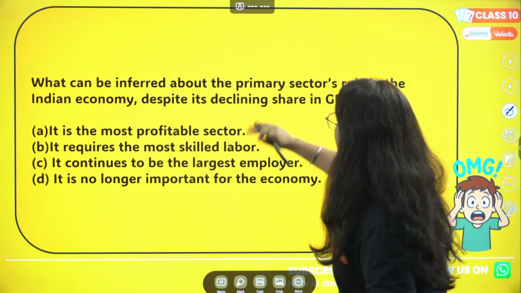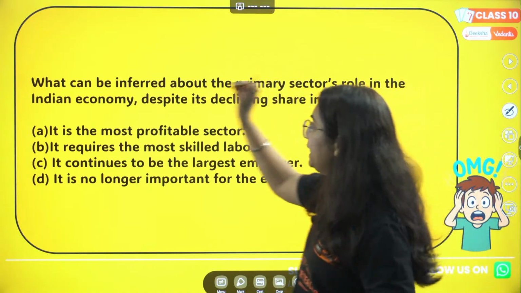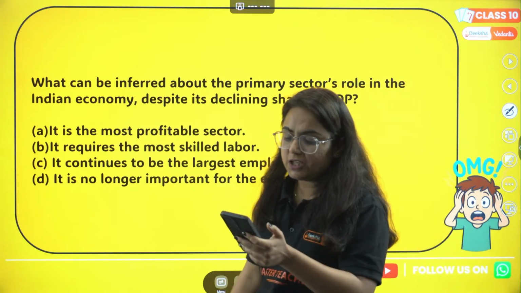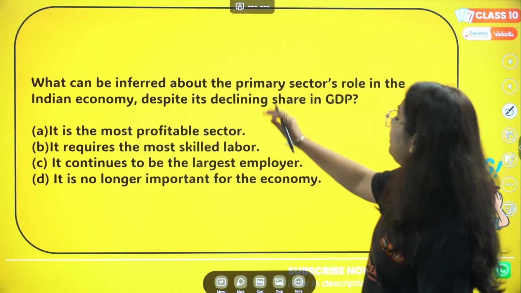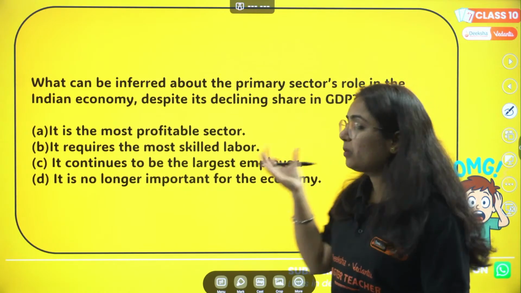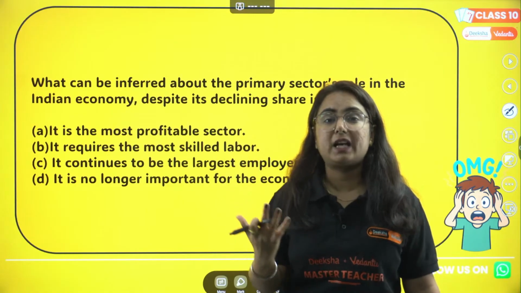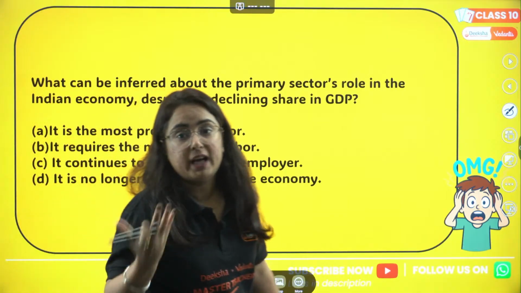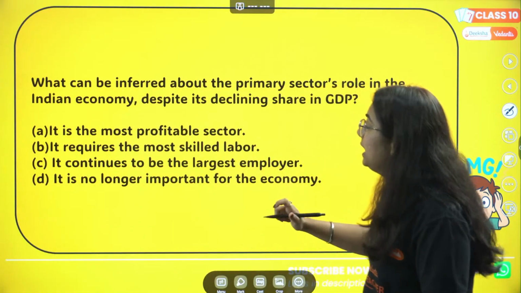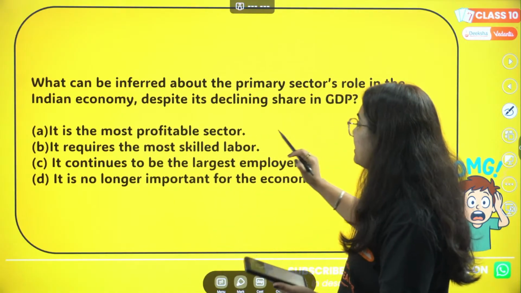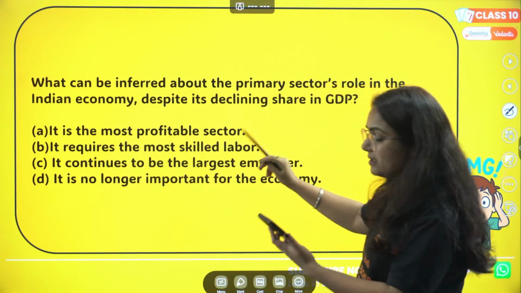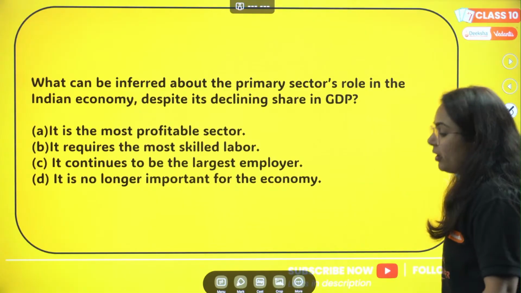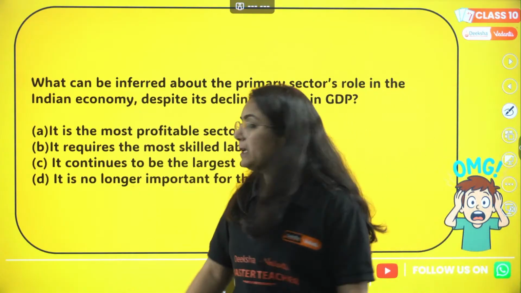What can be inferred about the primary sector's role in the Indian economy despite its declining share in GDP? Now pay attention, the question is very interesting. We are seeing that the primary sector is basically the backbone of Indian society, but when we compare its share in GDP, there is a huge decline. Why? How can we infer that? Option A, because it is the most profitable sector. Option B, it requires the most skilled labor. Option C, it continues to be the largest employer. Or option D, it is no longer important for the economy.